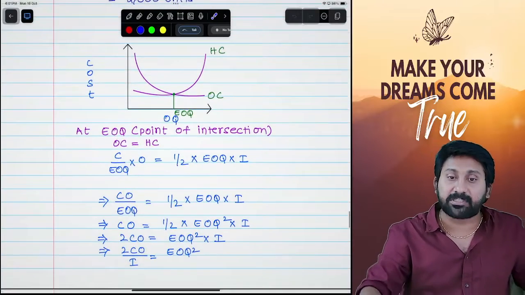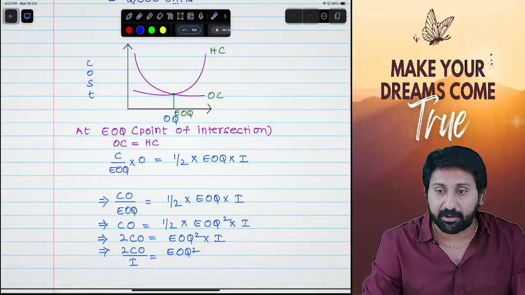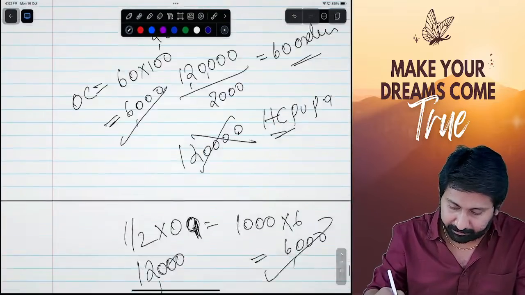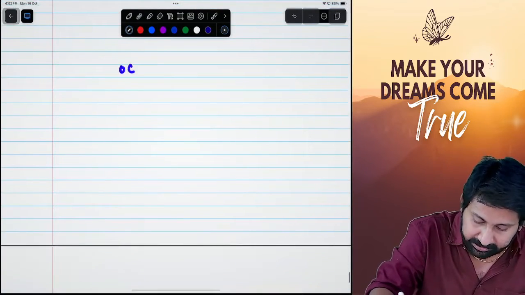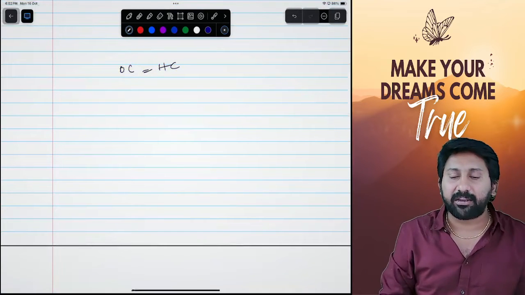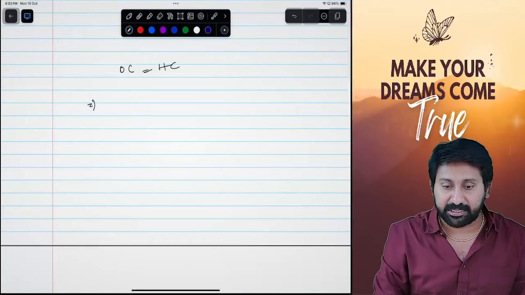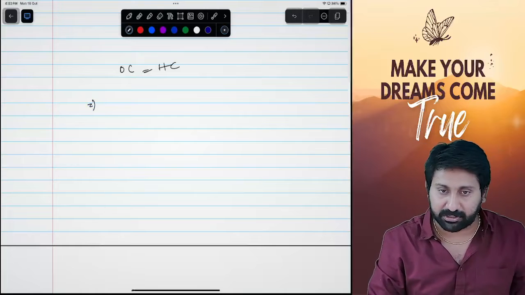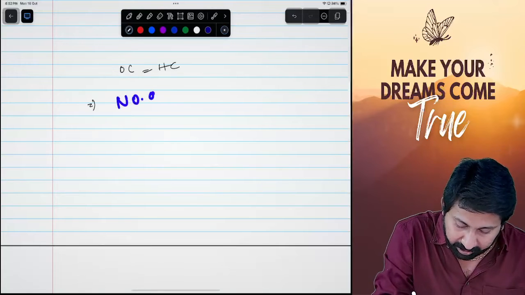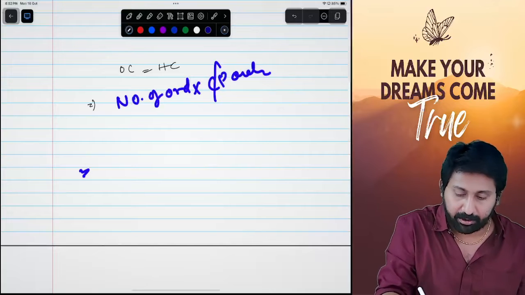So a place where OC equals HC. What is OC? Ordering cost. What is HC? Holding cost. That place we call EOQ. So first, OC equal to HC. What is the formula for ordering cost? What do you mean by ordering cost? Ordering cost is, for each order, how much cost you will incur. So what we have done for that? Number of orders into cost per order.